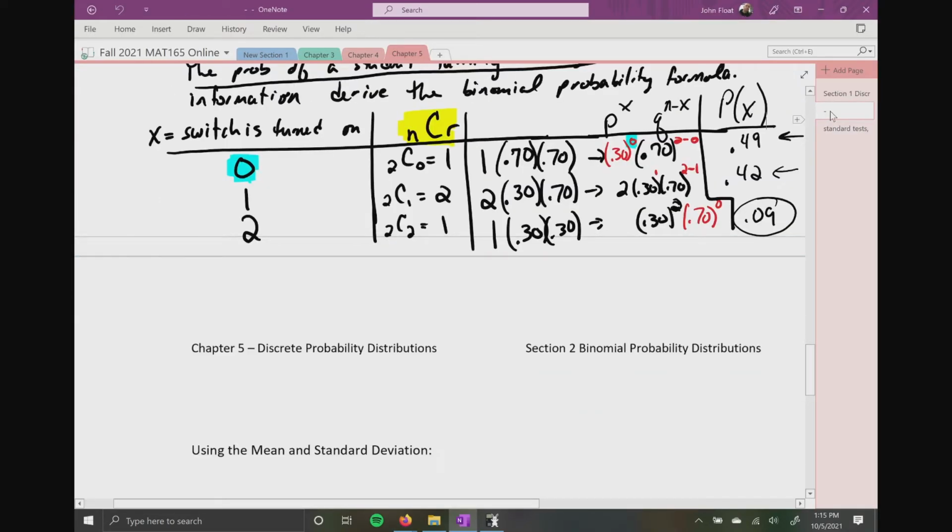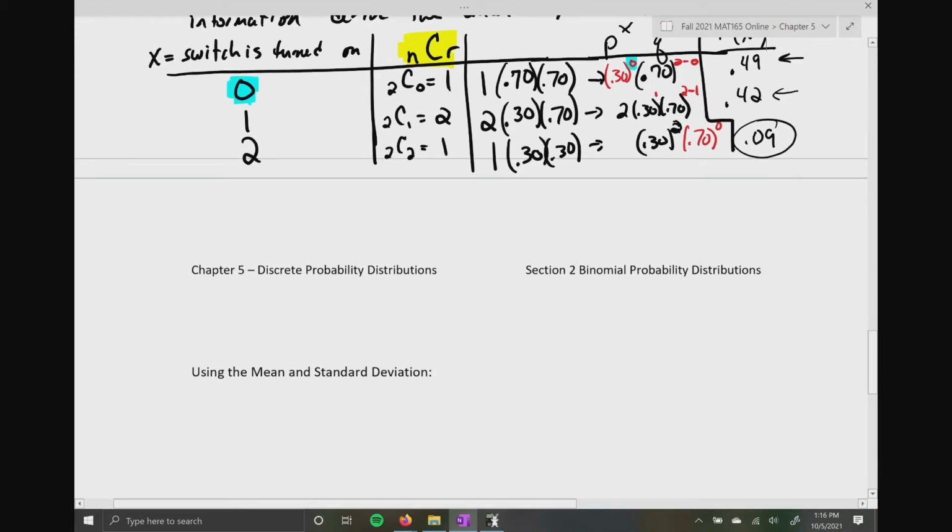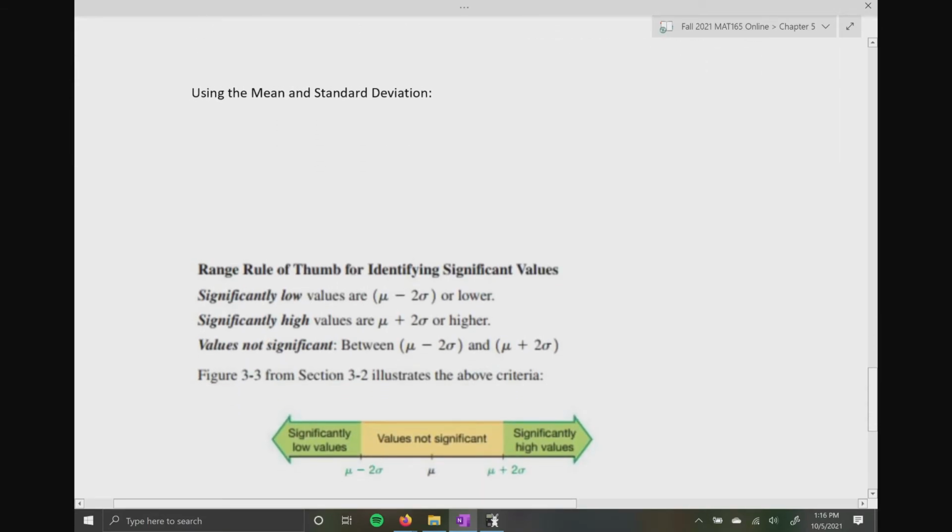Okay, now that you kind of see how the example works, we're just going to finish out the notes here. The last part is not going to be too difficult; it's just a matter of using formulas. If we have a binomial probability distribution, the mean is going to be n times p, where p is the probability of success. Our variance is going to be n times p times q. And then the standard deviation will just be the square root of that.